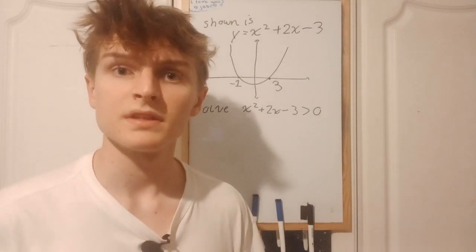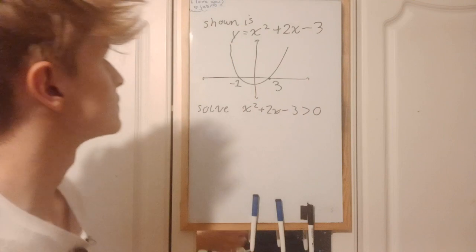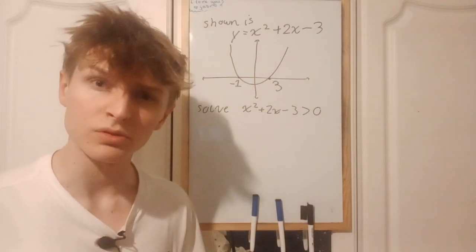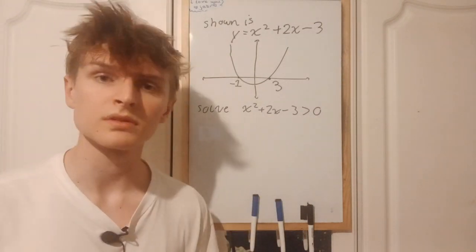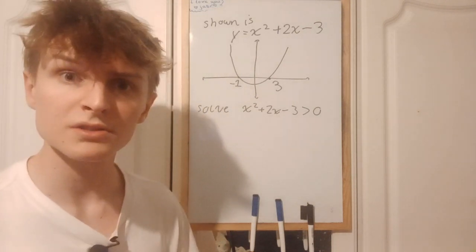Okay, so my boys, this next one we're going to do is just a little bit harder, but it's pretty much the same thing. We've got the graph of y equals x squared plus 2x minus 3. Lovely little quadratic, if I may say so myself. And the question is solve x squared plus 2x minus 3 is greater than 0. And we're going to want to do this in set notation just for the practice.